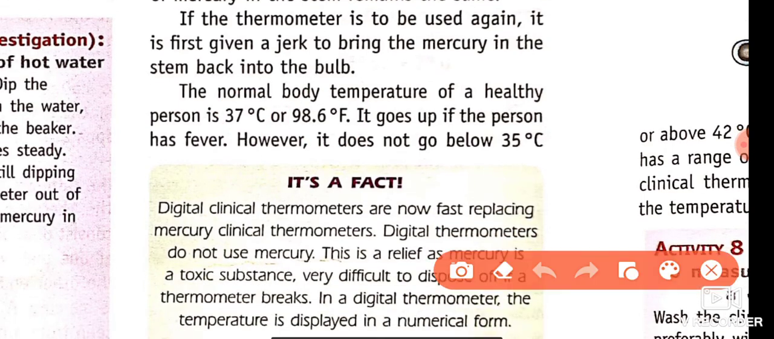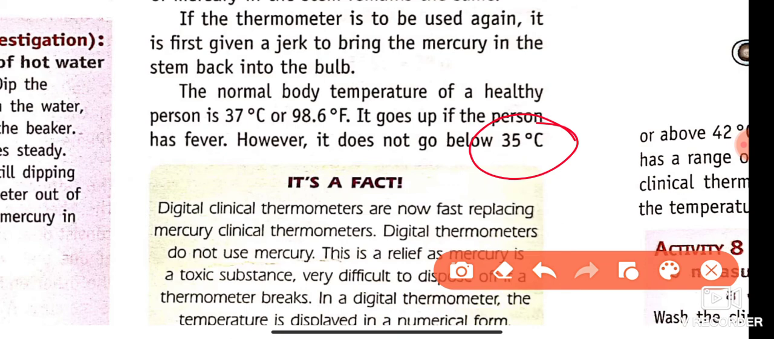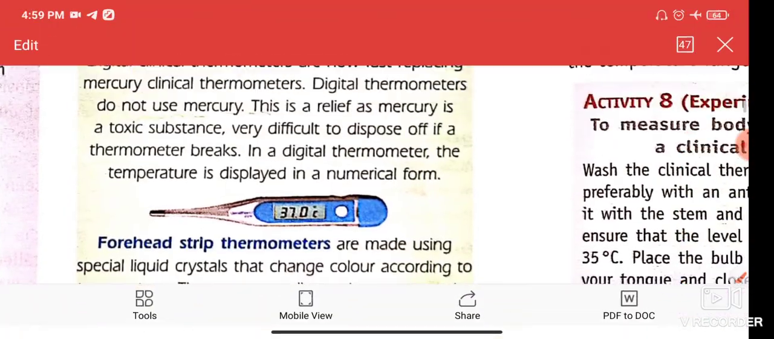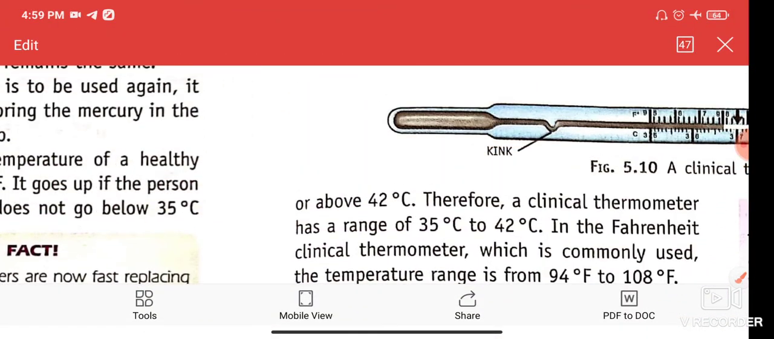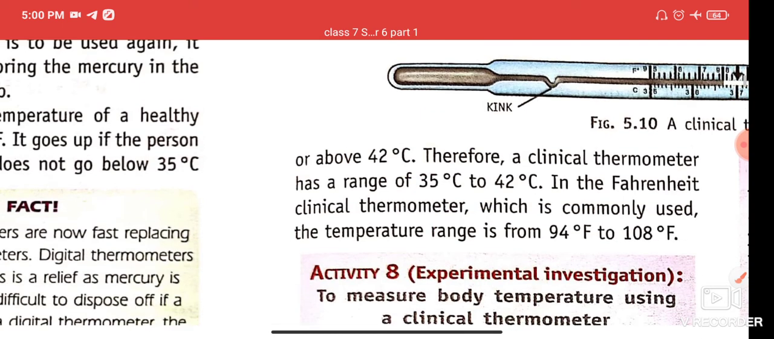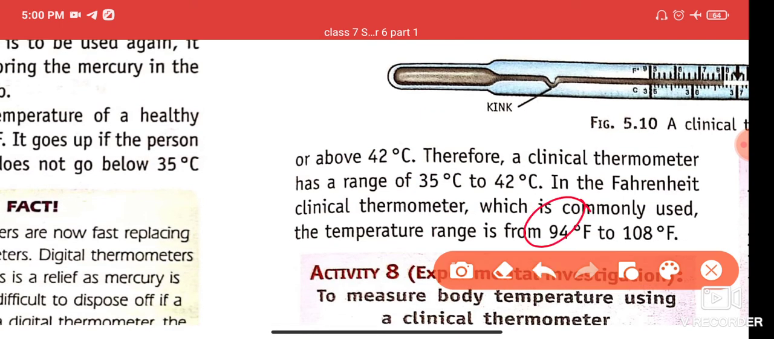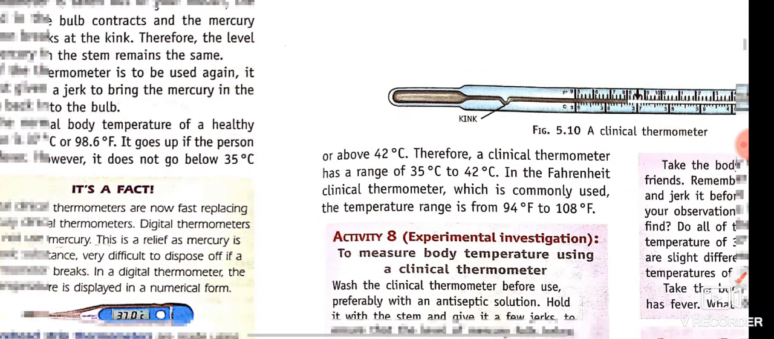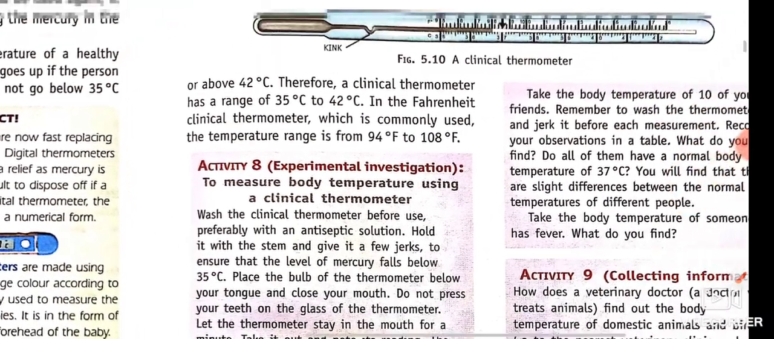And the lower range of the clinical thermometer is 35 degrees Celsius. The lower limit of the clinical thermometer is 35 degrees Celsius and the upper limit is 42 degrees Celsius. So the range of the clinical thermometer is 35 degrees Celsius to 42 degrees Celsius. And on the Fahrenheit scale, 94 degrees to 108 Fahrenheit. Okay. So what thing is important here?